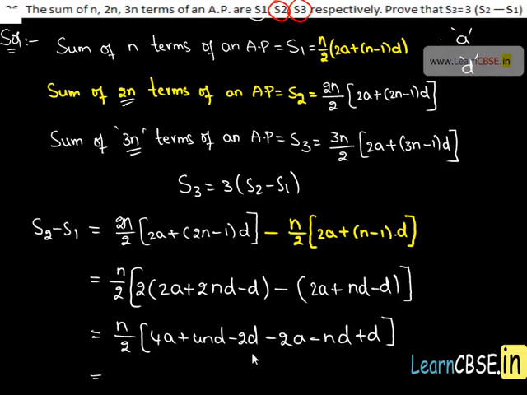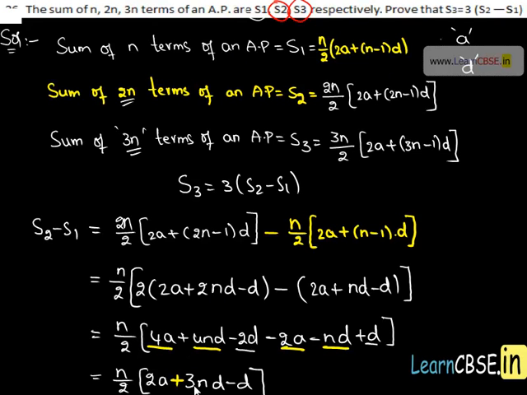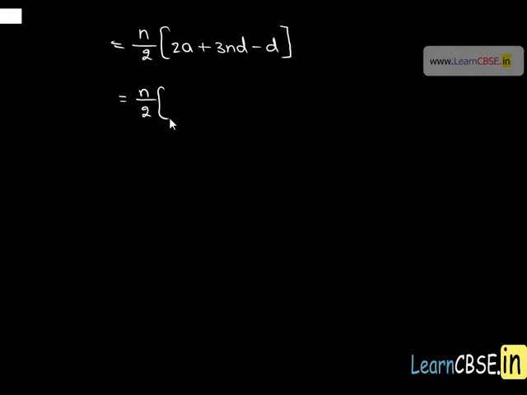Let us simplify this expression. We have n upon 2 times. Inside the bracket, we have 4a minus 2a, which is equal to 2a. Similarly, we have 4nd minus nd. They are like terms. 4nd minus nd is 3 times nd. And then we have negative 2d and plus d, which is equal to minus d. Let us simplify it further. Then we have n upon 2 times 2a plus 3nd minus d. If we take d common, then we have 2a plus 3n minus 1 times d. What is this value? It is the difference S2 minus S1.